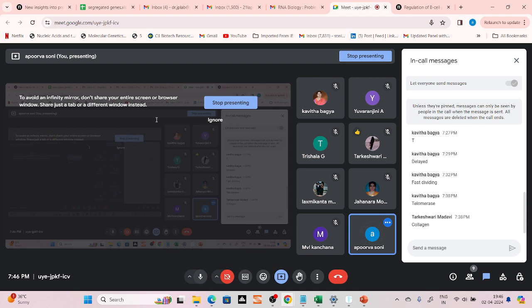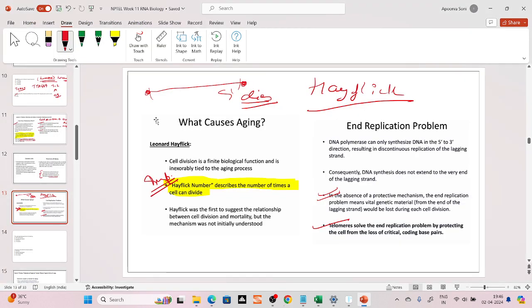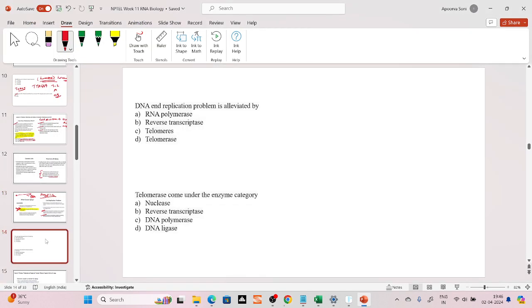Now we'll try to solve one or two questions. DNA end replication problem is alleviated by: RNA polymerase, reverse transcriptase, telomerase, telomeres, and telomerase. Think for 1 minute and then I'll switch the screen.